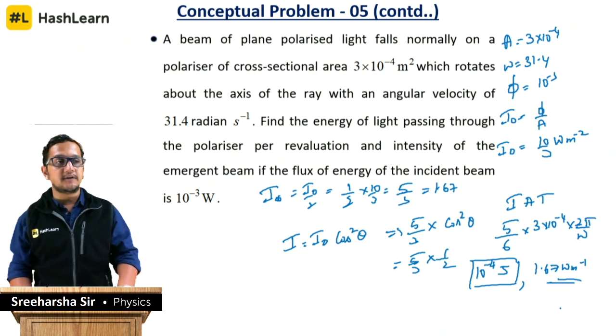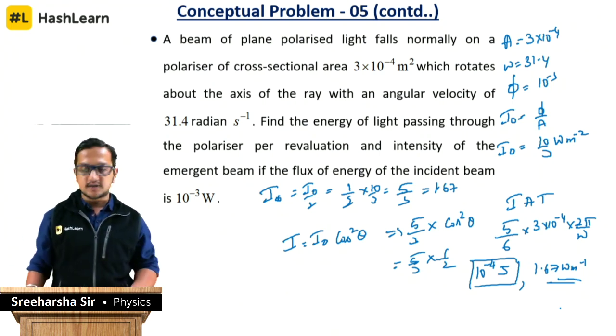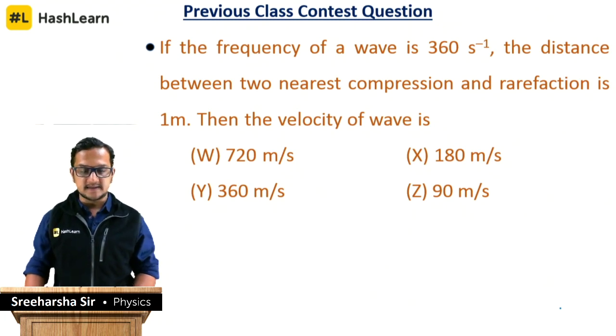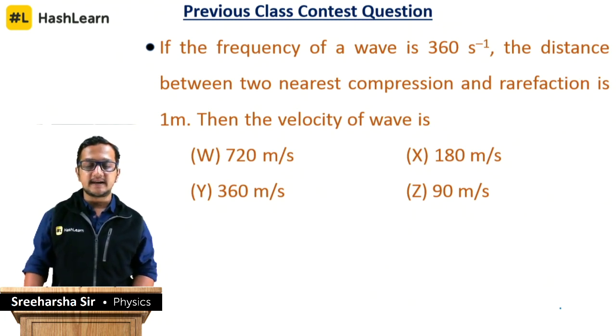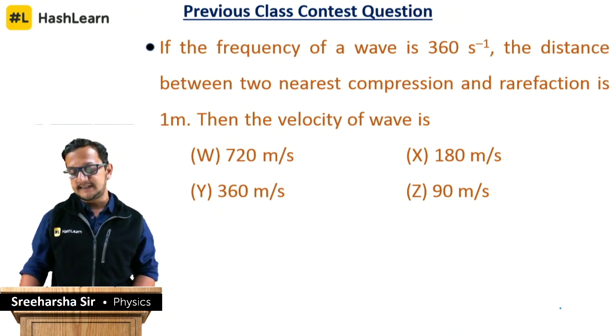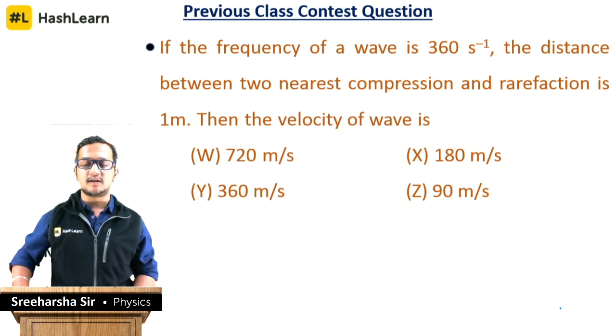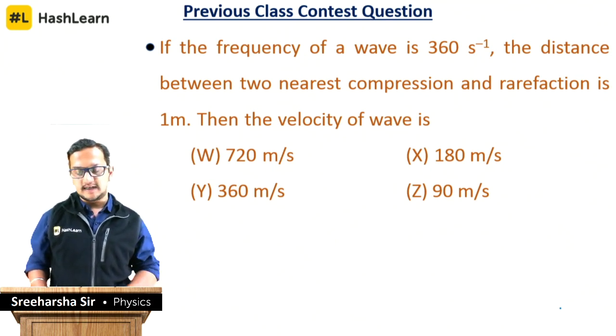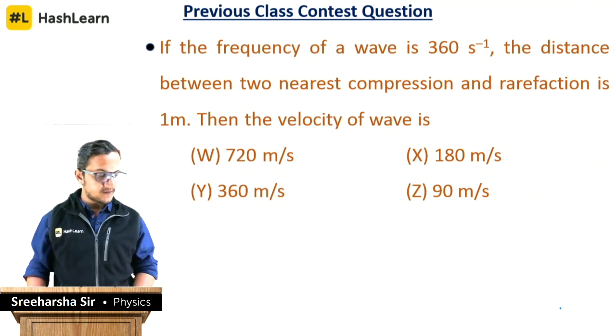Now before we continue with the problems, we have the previous class contest question for you. If the frequency of a wave is 360 per second, and the distance between the nearest compression and rarefaction is 1 meter, find out the velocity of the wave. So you just have to use v equals f lambda. So the distance is given as 1 meter.